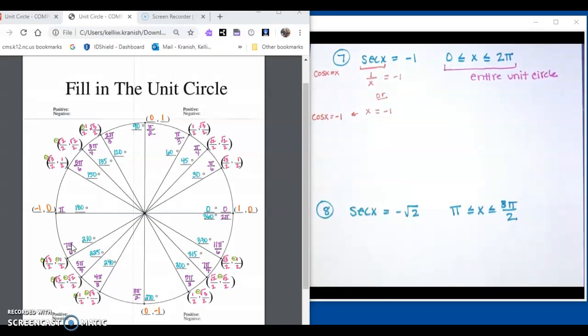So you're looking on the entire unit circle, you're just looking for when your x value, so it's going to have to be one of these main 4 points, is equal to negative 1. So the only place where that happens is at pi.